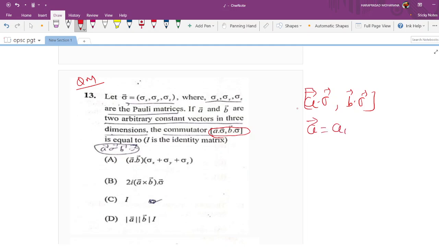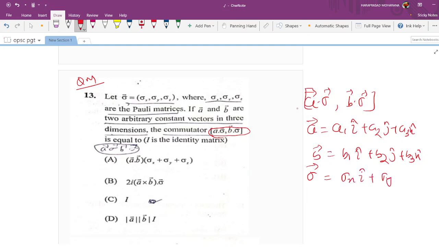So a vector you can write as a1 i cap, a2 j cap plus a3 k cap, and b vector you can write as b1 i cap, b2 j cap, b3 k cap. Similarly, sigma vector can be written as sigma x i cap, sigma y j cap, and sigma z k cap. Okay, you just do the dot product and then you open the commutation bracket so that you can get the simplified form, and from there you can rearrange the terms, and you will get this option as your correct answer. Try it on yourself.